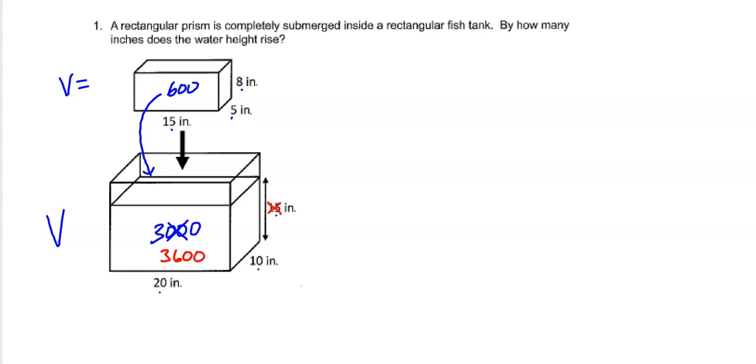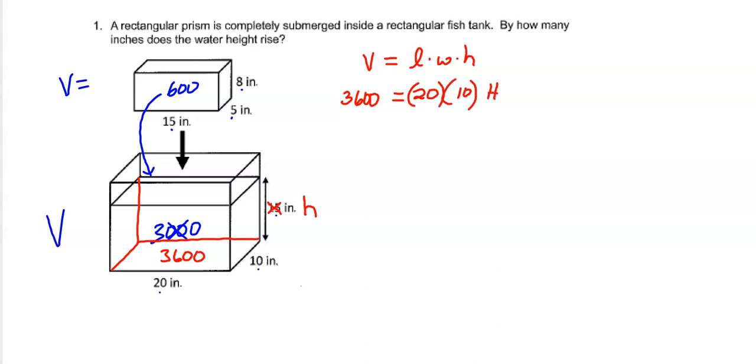And our height is no longer 15. Our height is, I don't know, because the water is going to go up. So think about solving this equation down here, that I know that my volume is length times width times height. And I know the volume's got to be 3,600 after I put the brick in. The length is still 20. The width is still 10, but we don't know the height. So we got to solve this. So 3,600 equals 200h. Divide by 200, divide by 200. And we find h is 18.